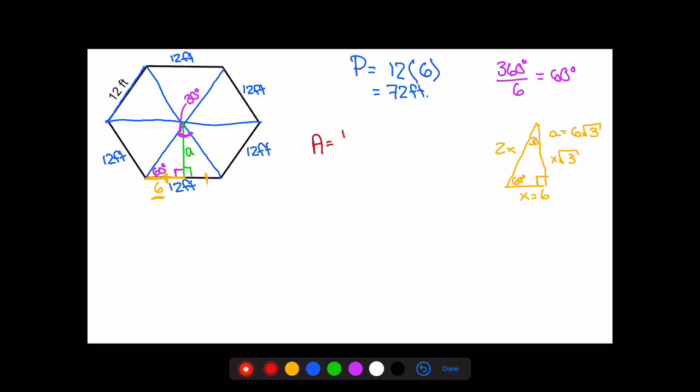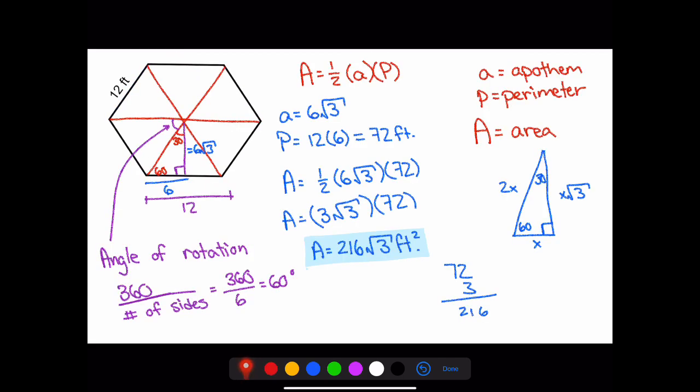Area is equal to 1/2 our apothem, 6 radical 3, times our perimeter, 72. We can go ahead and enter that in on our calculator. 1/2 of 6 radical 3 just gives me 3 radical 3. 3 radical 3 times 72 will give me 216 radical 3 feet squared. Because again, we're working with an area here.